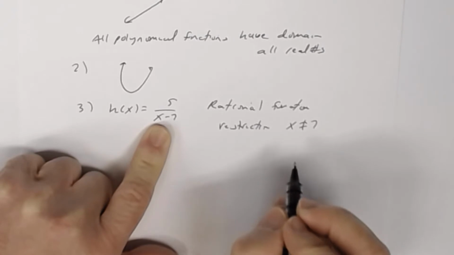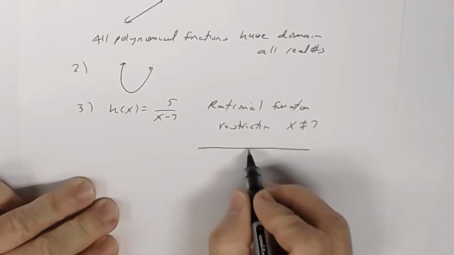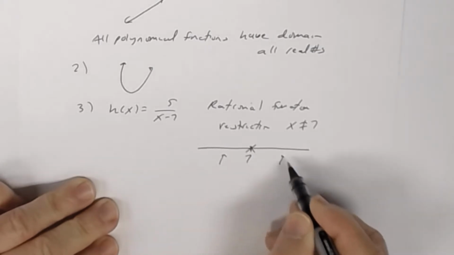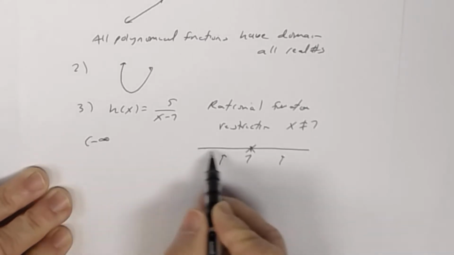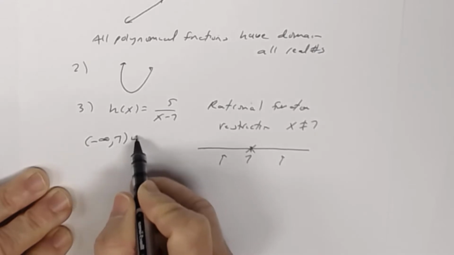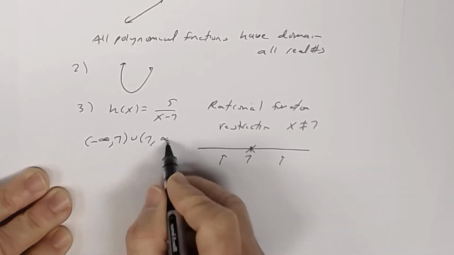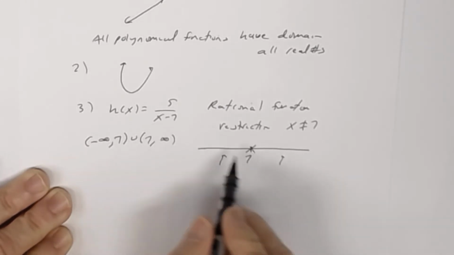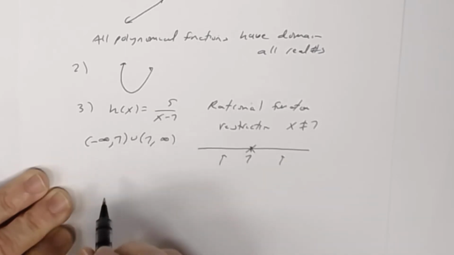Once you find your restriction, here's what you learned. You're going to put that on your number line, and you're going to cross it out. And so now you have two intervals. So you're going from negative infinity to positive 7, parentheses, union, and then from 7 to positive infinity. So notice the parentheses here because 7 is a restricted domain. You cannot use 7, so that's why you see parentheses.